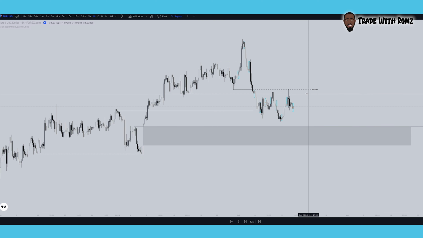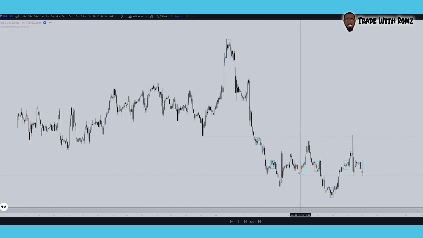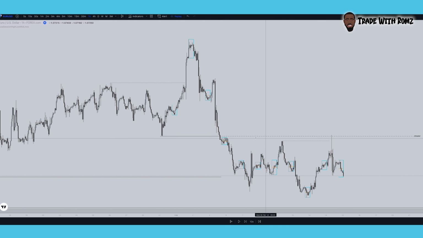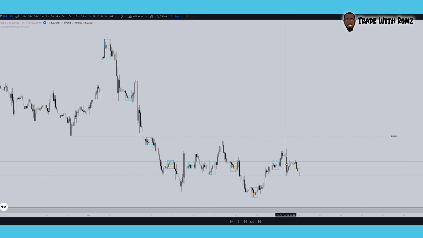Right, so we had the breaker, it's tapped into the breaker, and because it's done that, and we've got this wick that swept liquidity. Whenever there's a trap, whenever there's a sweep of liquidity, typically you want to trade away from the sweep of liquidity, okay? So if we go down to the 1 hour time frame, we can see that we swept this high, and we've tapped into the breaker. And we had an aggressive push down after that, right?